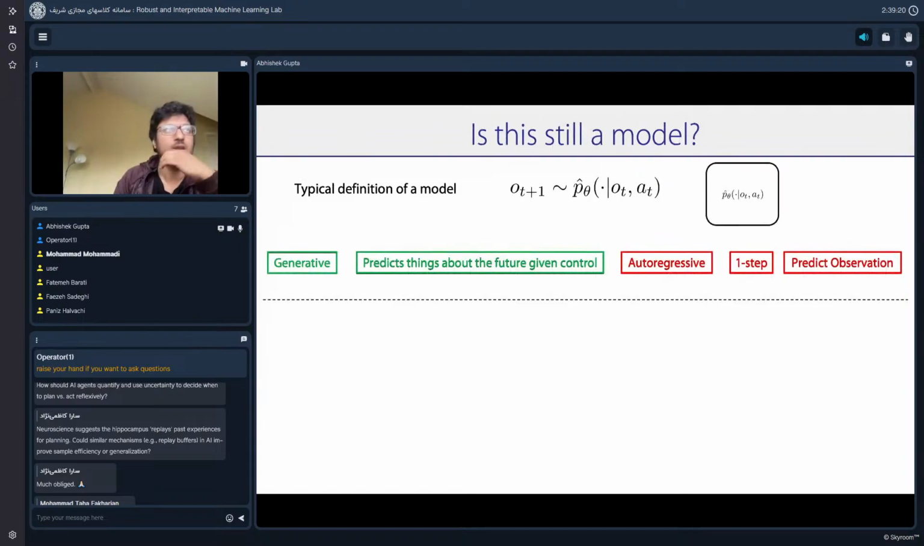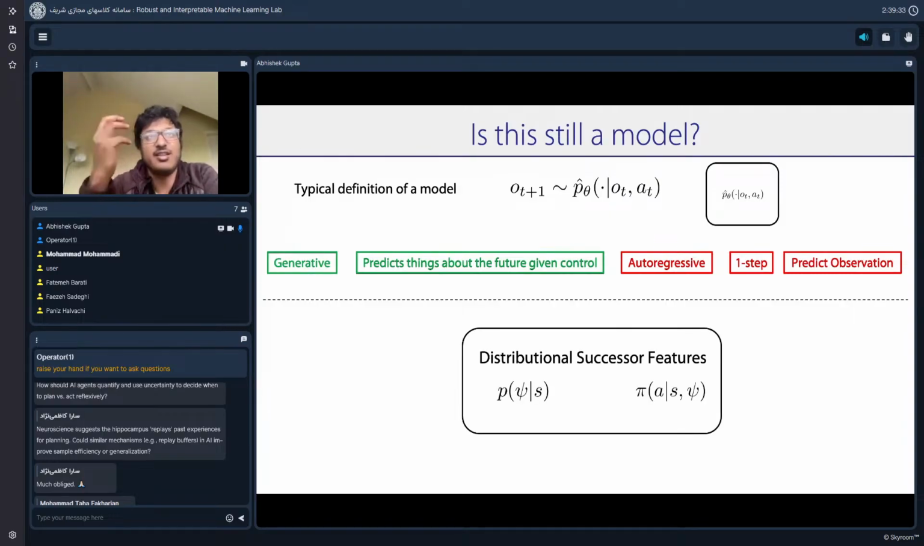Right? And so if we go back to the definition of a model, the model we said was something that takes in an observation and action, and predicts a future observation, right? We've kind of redefined what a model is by saying that it's something that is generative. It predicts things about the future, but it's not autoregressive. It's not one step, and it's not predicting observations in the future. Right? It's predicting cumulative features in the future. It's predicting the distribution of that over all possible things in the world. And it's avoiding any autoregressive one-step prediction, right?